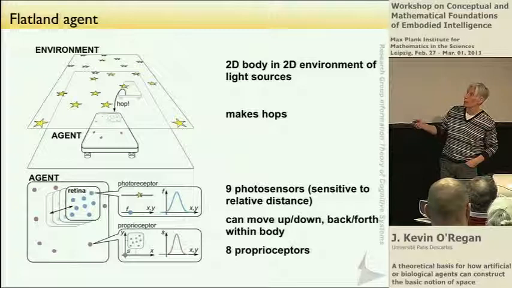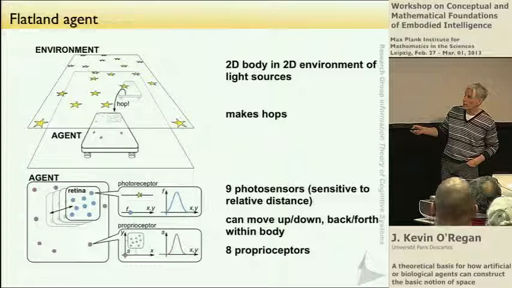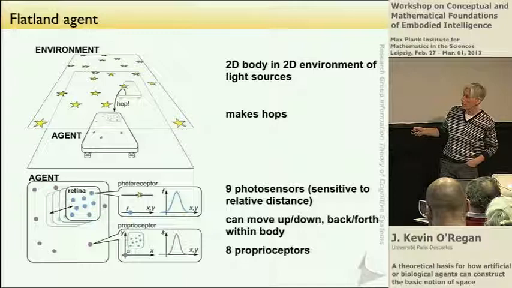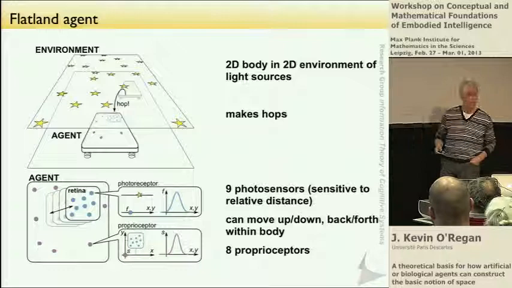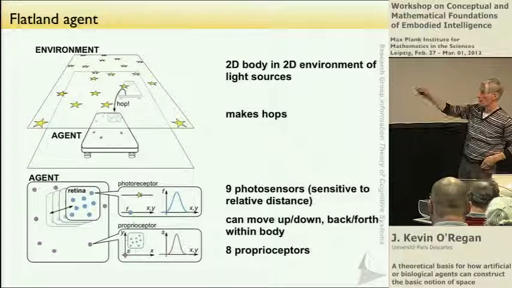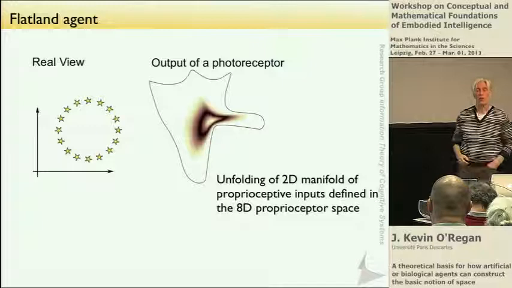Here's the agent. It's like a tray again. It has a retina inside it here. And this retina has 9 photosensors, and it can move up and down and back and forth inside the body of the agent. Okay? And then the agent can hop around inside the environment, and the environment is composed of a two-dimensional sky, a set of starry skies above it. Okay? So this agent, what does it see?